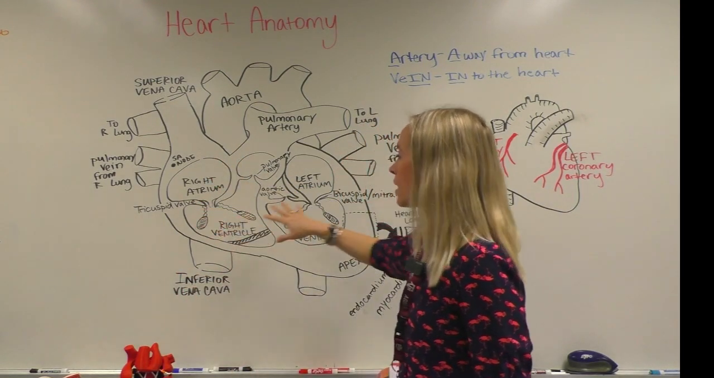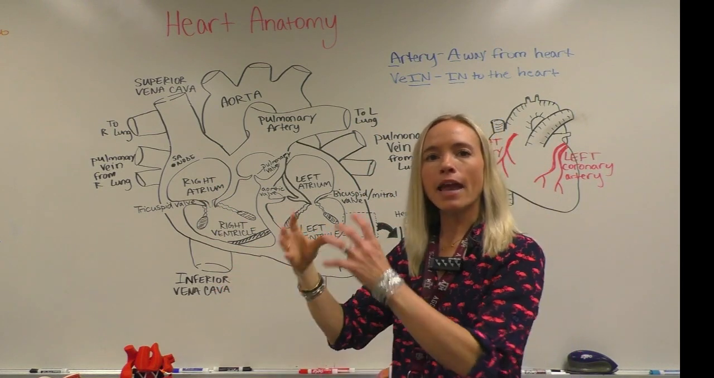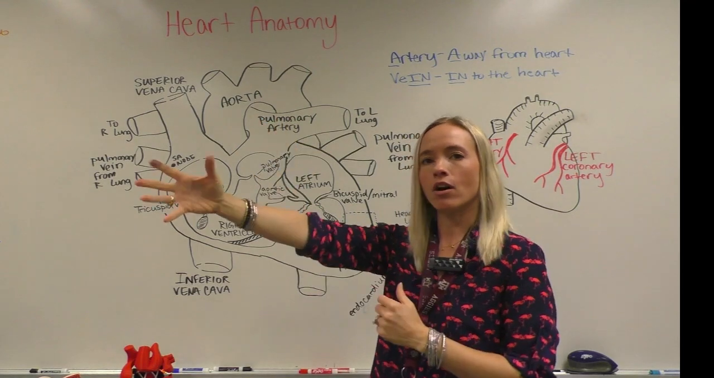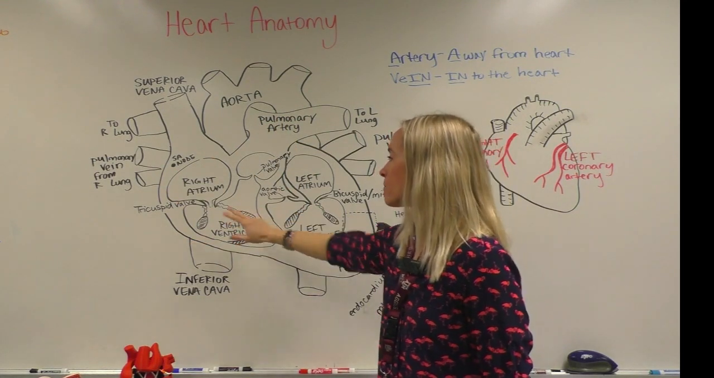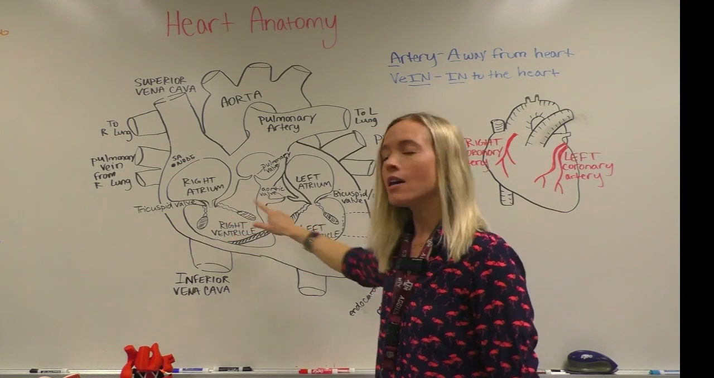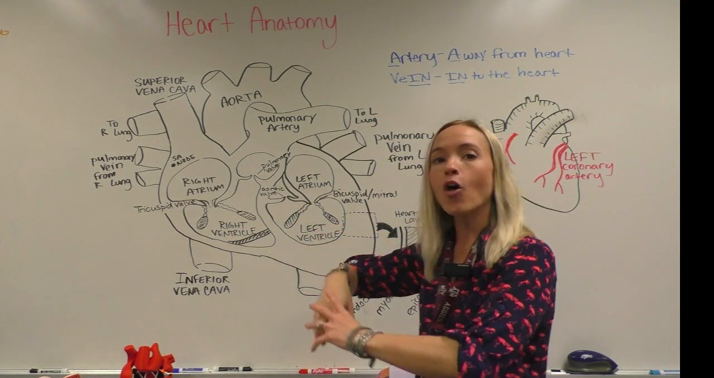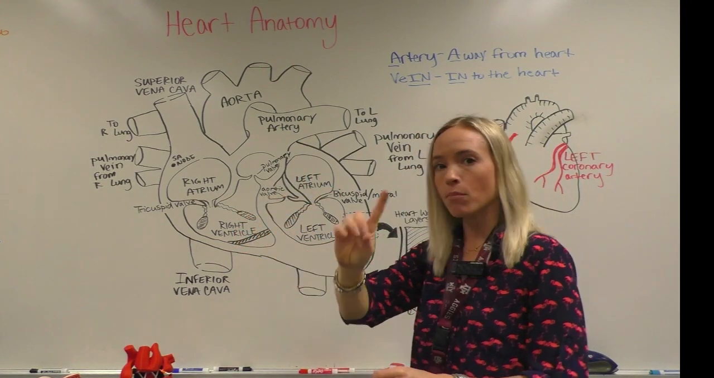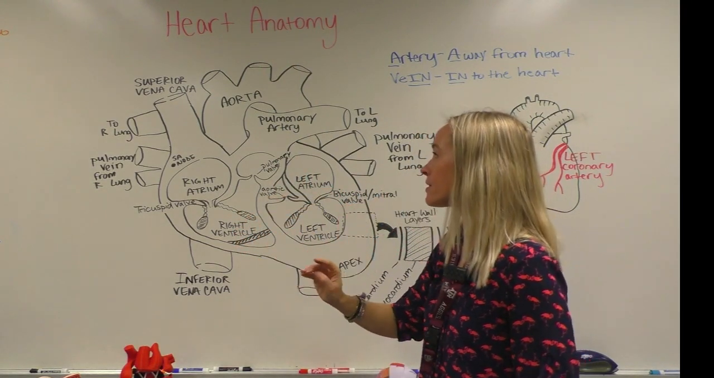The bottom chambers are called ventricles. They're going to be a lot more muscular because they're going to be pumping the blood out of the heart. The right ventricle isn't as muscular as the left ventricle. This only has to pump it to the lungs. This left ventricle has to pump it all the way through the entire body. So it's going to be much larger, much more muscular. But we'll talk more about that in a second.